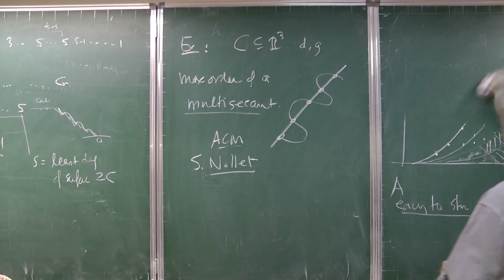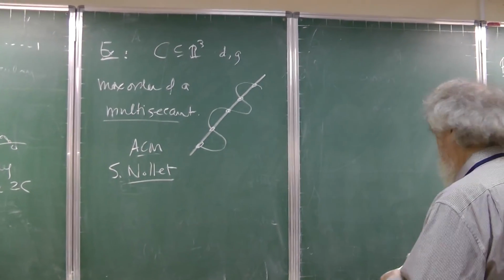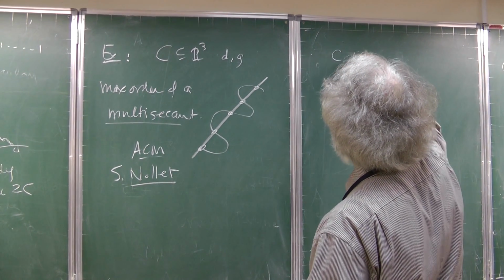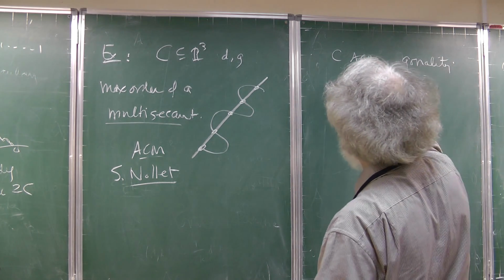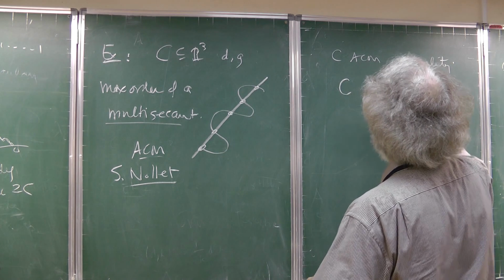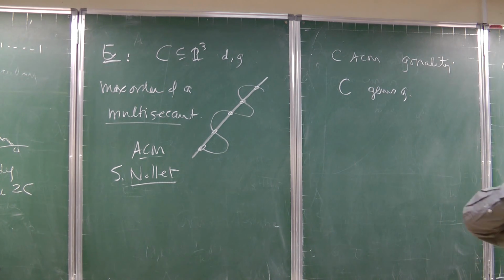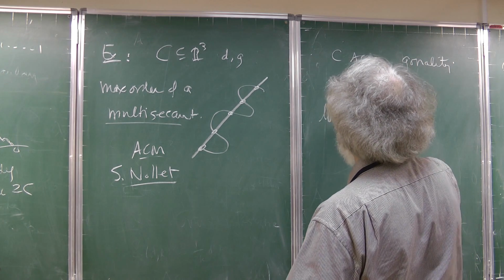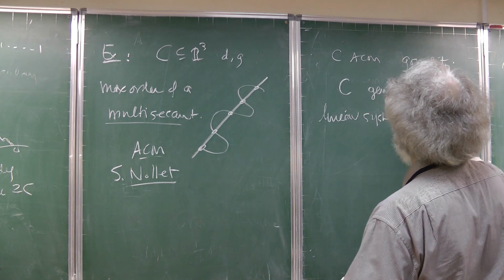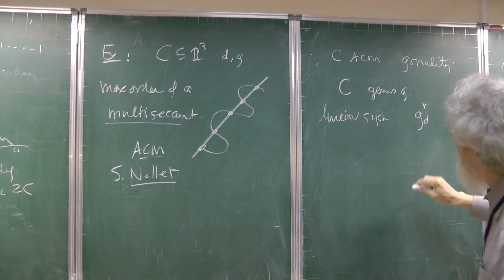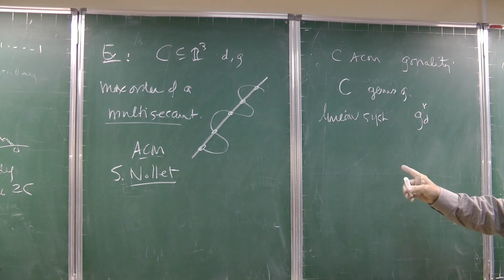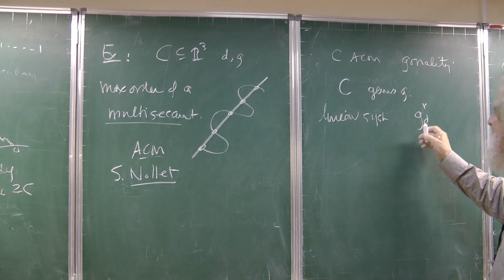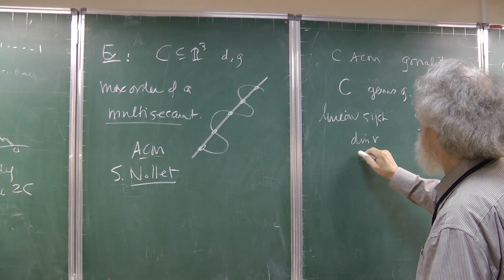Now, another related question, if C is ACM, is the notion of gonality. If you have a curve C of genus g, you'd like to know what possible linear systems it has. A linear system is usually written g^r_d. This g doesn't mean genus. This g is, for some historical reason, used to denote linear systems. I don't even know why. Anybody know why it's g? Anyway, g^r_d means a linear system of dimension r and degree d.